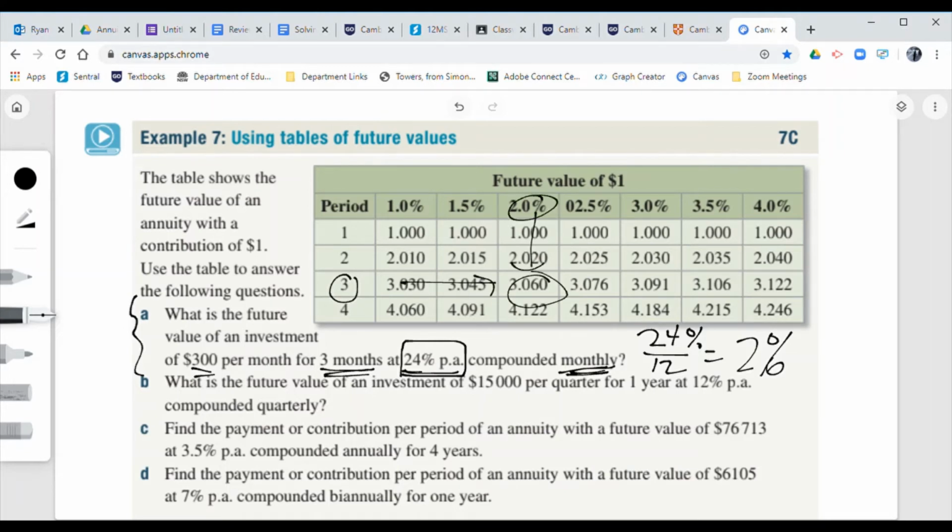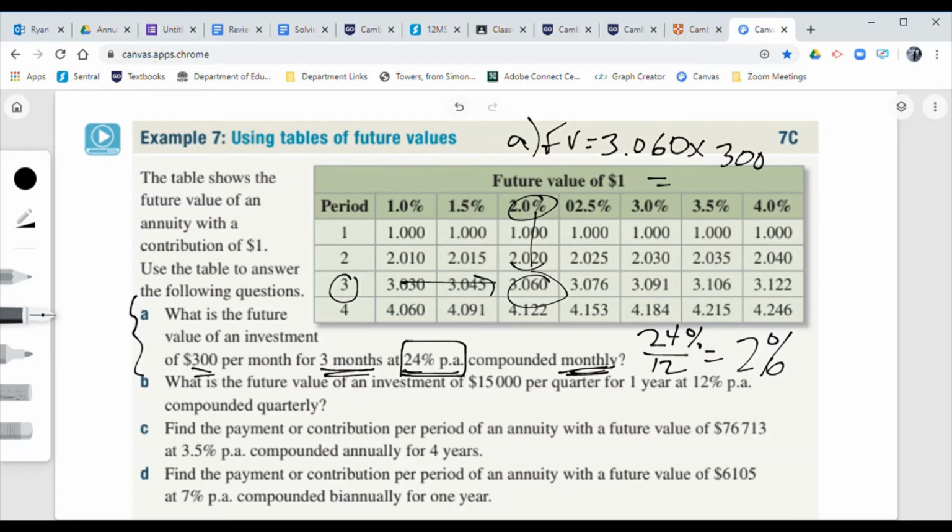There's our intersection point for the first question. So just like before, to find the future value for A, I'm trying to find places to write. So I'm going to write up here for A. A, the future value equals 3.060 multiplied by $300, which is our regular contribution.